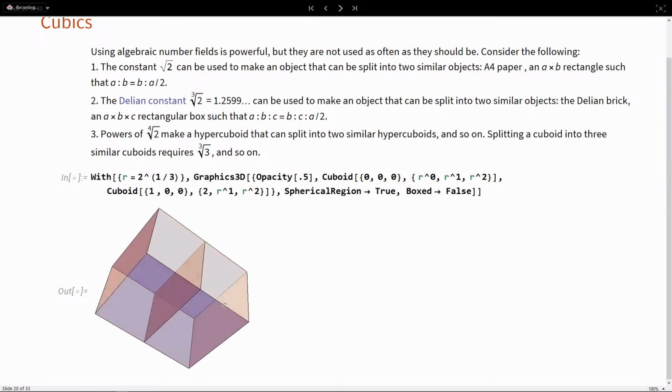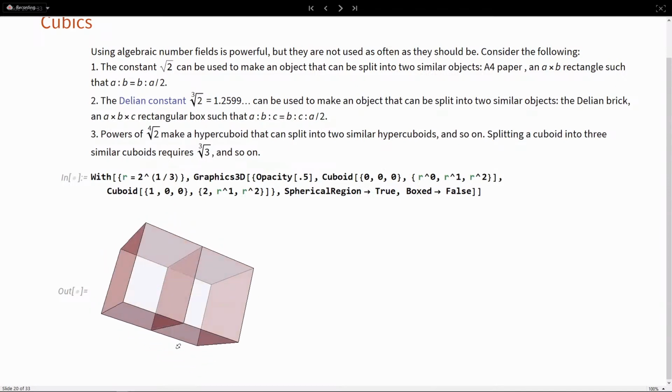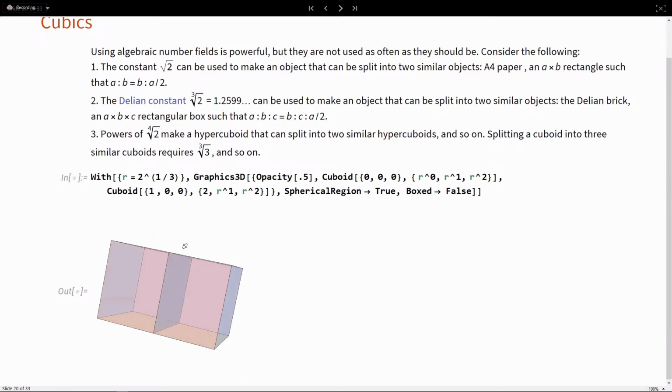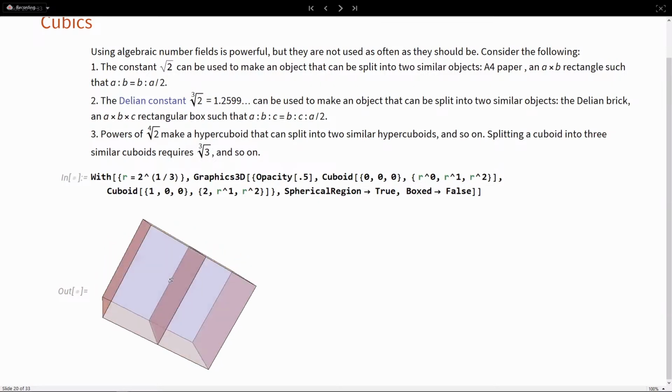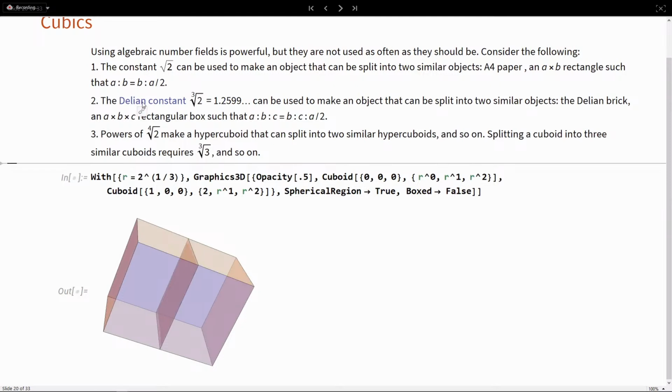This is an object that has been discovered many times. Nobody knows who first discovered it. So it's probably good to just call it after Delian, since that's where the doubling of the cube problem came from.